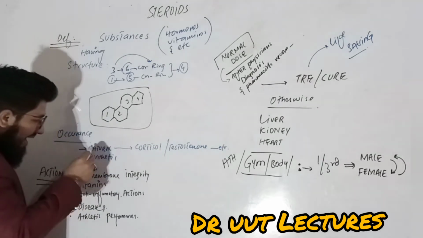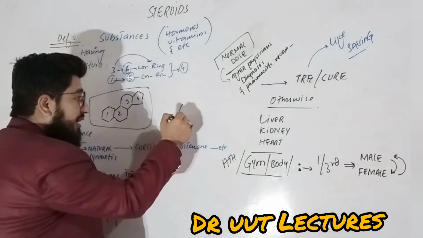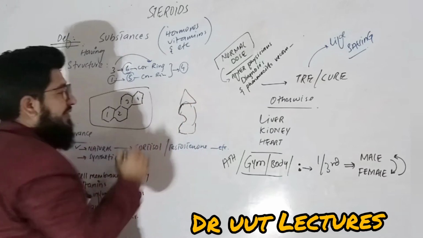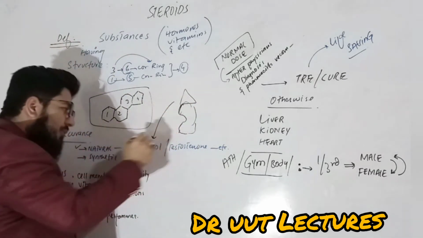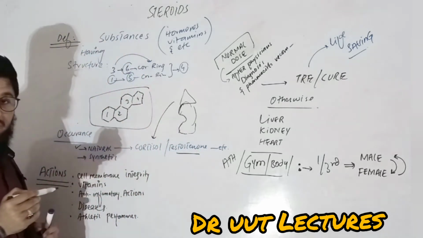Simple. We have naturally available, like in our body, we have a gland. Here is a sort of a structure of the kidney. On the top of this, we have a gland known as adrenal gland. So in that, we have this cortisol being synthesized, and we have testes. In that, there is testosterone available.